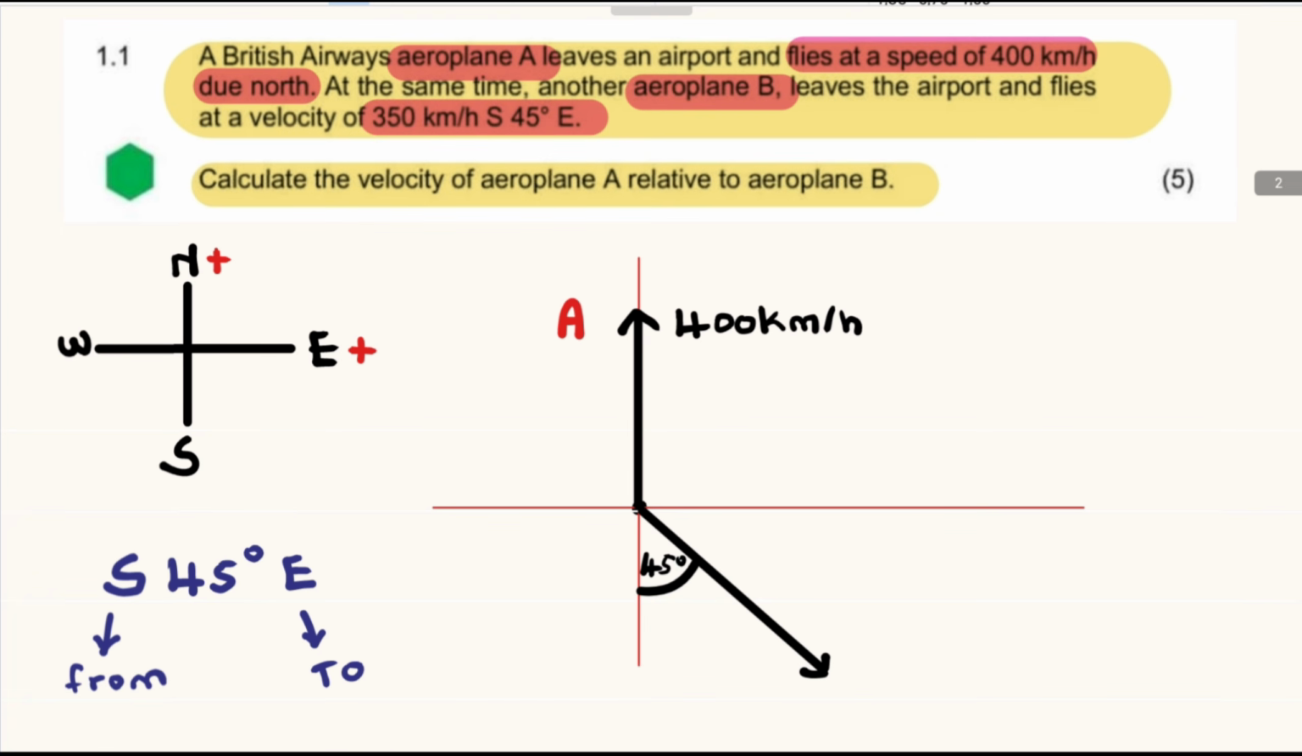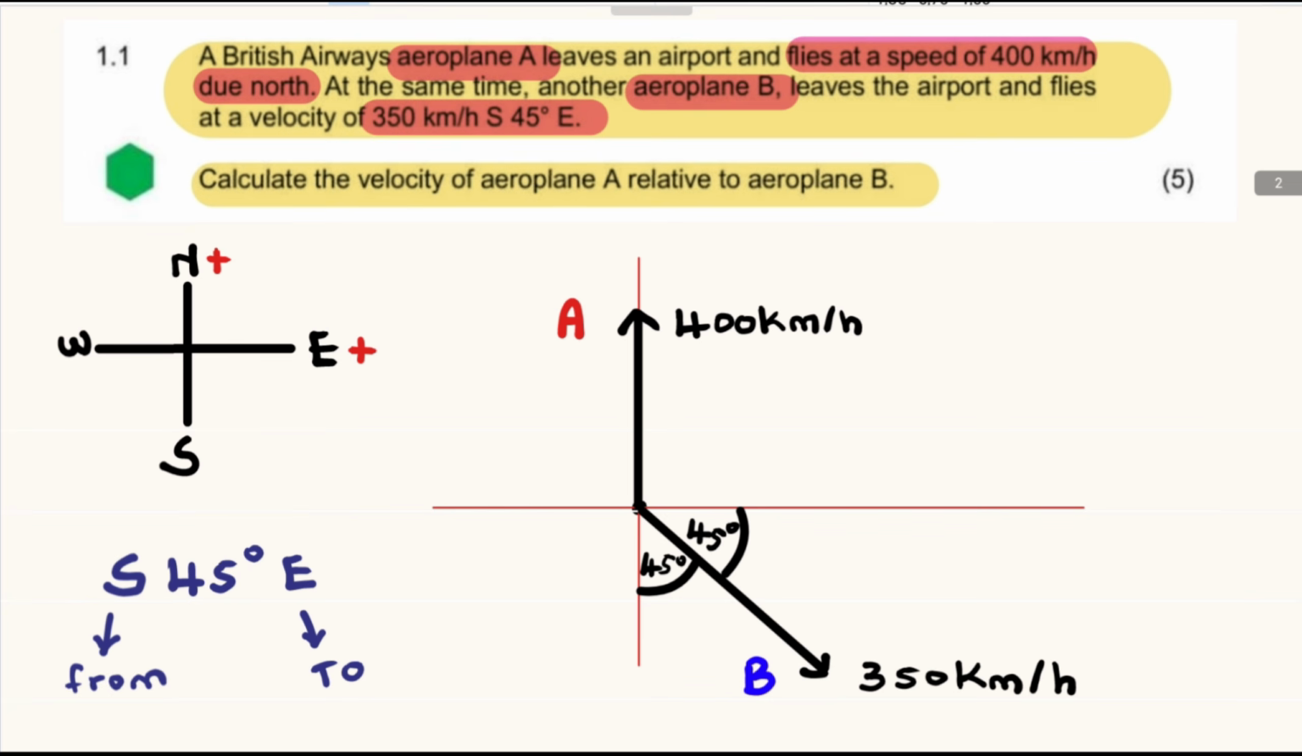But then when we calculate the horizontal and vertical component, we use the angle attached to the x. So we have to determine that angle. So that angle will be 90 degrees minus 45, which will also be equal to 45 degrees. So we are going to work with that 45 degrees attached to the x-axis. So this is equal to 350 kilometers per hour, and it's our aeroplane B.